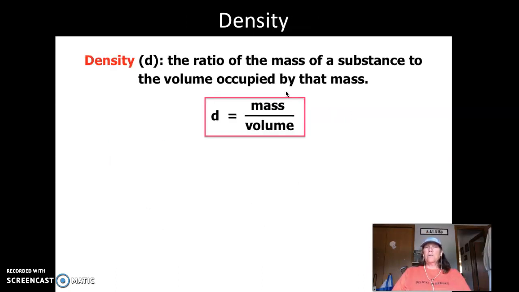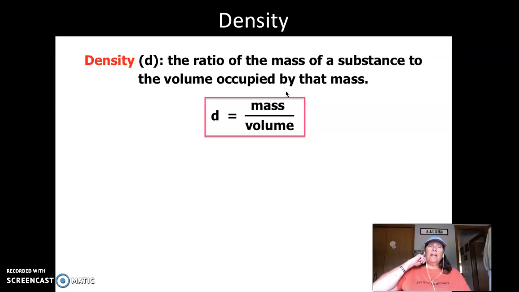Okay, the last thing we're going to talk about is density. And density is when you're talking about those little particles. We said everything's made out of atoms or molecules. Well, how close are those particles? The closer they are, the more dense something is. Okay, and it determines whether it's a solid, liquid, or gas, those things.